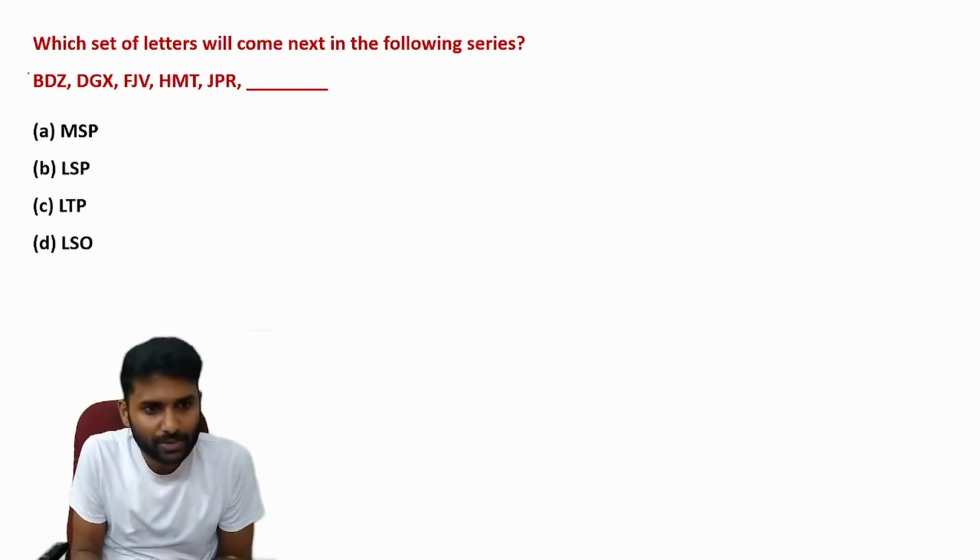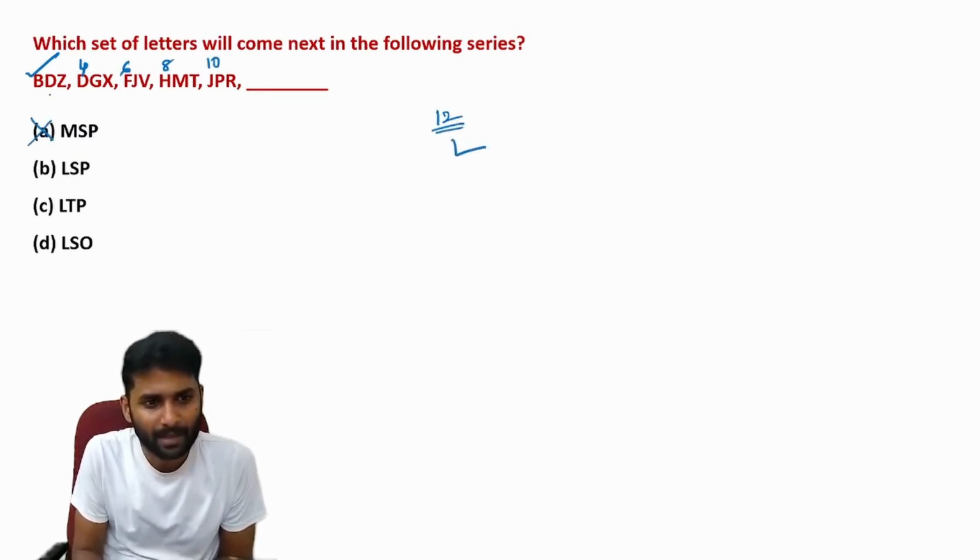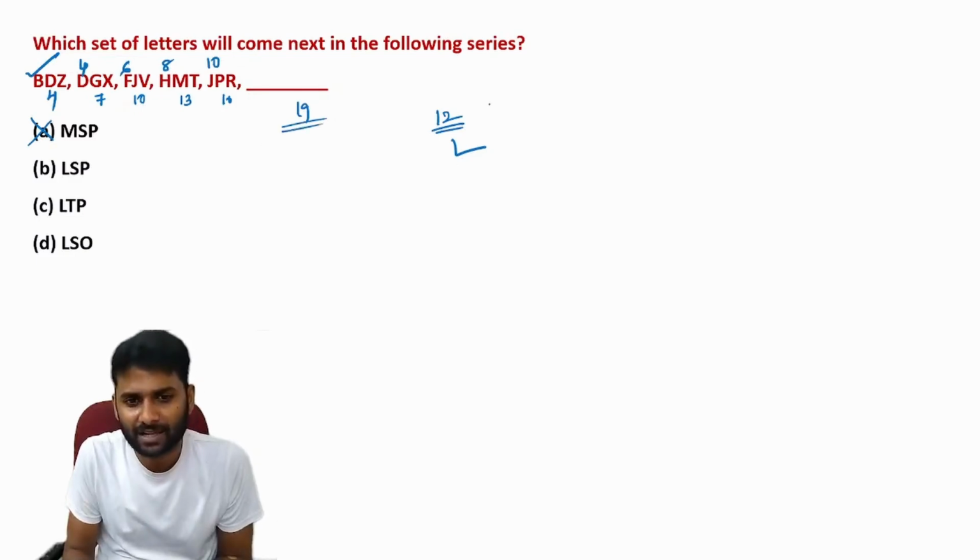Here the first element goes B, second letter, fourth letter, sixth letter, eighth letter, 10th letter. So we require the 12th letter. The 12th letter must be L. Eliminate A. Now again fourth letter, seventh letter, 10th, 13, 16. We require the 19th letter. The 19th letter, you already know, is S. So we require LS. So C is also eliminated.